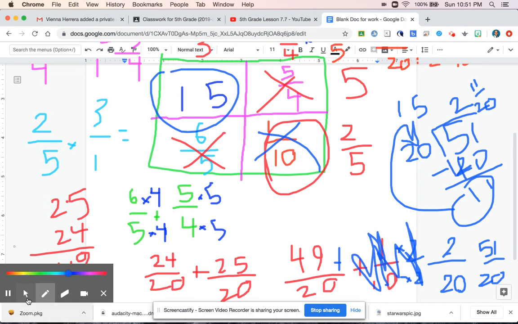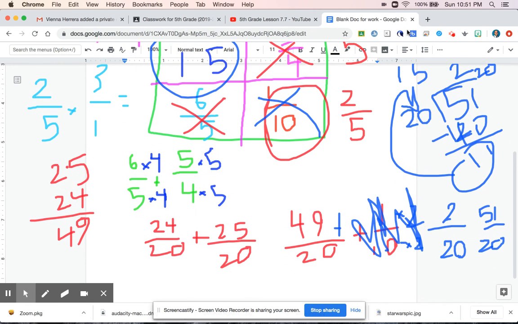So if I scroll, I'm going to scroll down a little bit. 15 plus 2 is 17. And all I have left is the 11 20ths. There's nothing I can do with it. Nothing goes into 11 and 20, so it's literally 17 and 11 20ths.